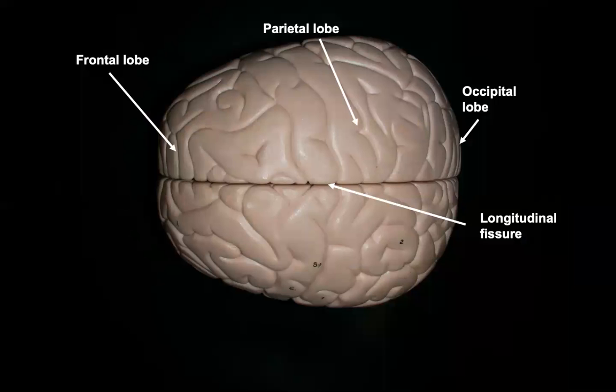If you look at the brain from the superior view, you can see the line that is dividing the brain into two hemispheres, and this line is referred to as the longitudinal fissure. And again, you can also still see the frontal, parietal, and occipital lobe. You also can see clearly the line that is separating the frontal from the parietal lobe I talked about earlier, which is the central sulcus.